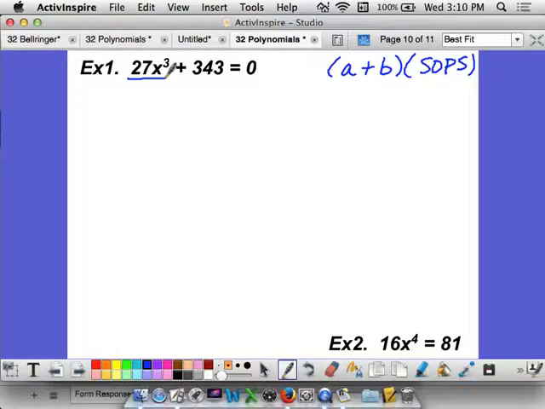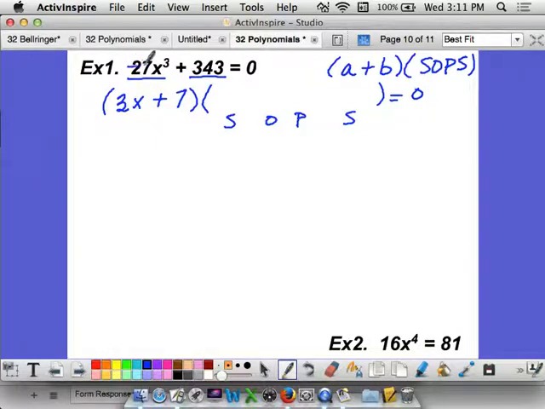We look right here and say, these are perfect cubes. And the question is, what cubed gives me this? What cubed is 27 will be 3. What cubed is x cubed is x. Plus, what cubed gives me 343? 7 cubed gives me 343. So then we're going to square, opposite, product, and square right here. That's going to equal 0.